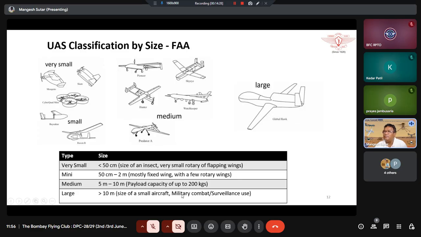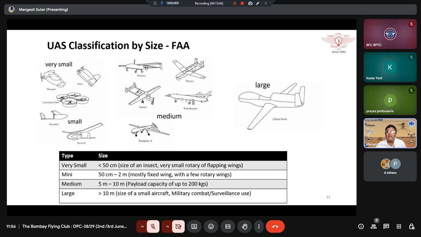So that is basically the large class of drones, being used as small aircraft or for military combat or surveillance uses. Medium size could be payload up to 200 kg. Basically, as you add weight and size, the drone will be heavier and bigger. So size comes with respect to the dimension of the drone as well as the payload, which will define the range, altitude, and the size of the drone.